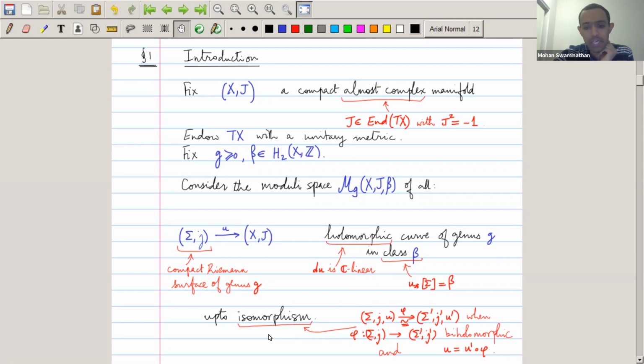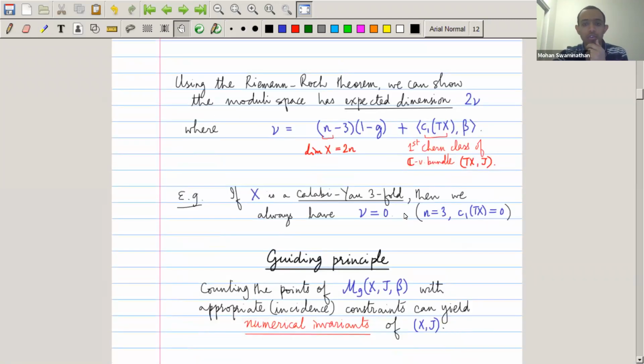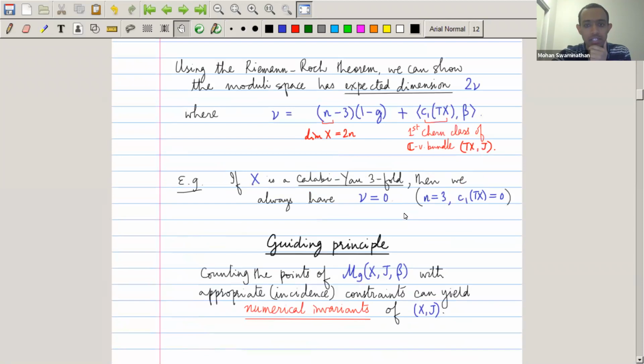We look at all such maps up to an obvious notion of isomorphism, namely (sigma, j, u) is isomorphic to (sigma prime, j prime, u prime) if there is a biholomorphism from sigma to sigma prime which takes u to u prime. We call this moduli space of all such curves up to isomorphism M_g(X, J, beta). Now I'm going to very quickly zip through some background about why this moduli space might be interesting.